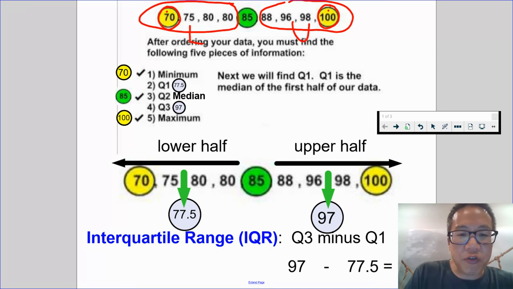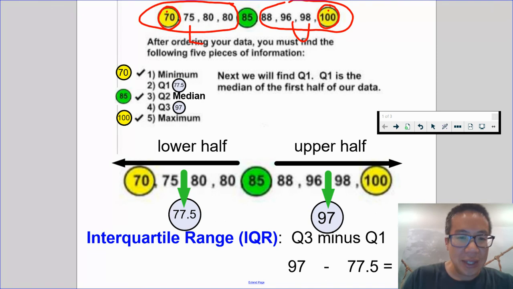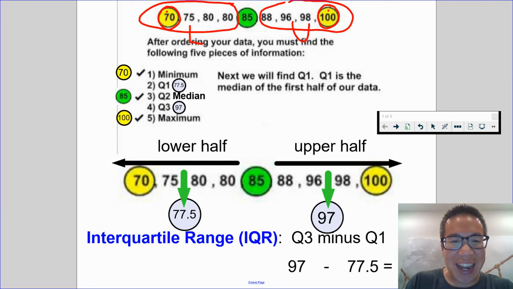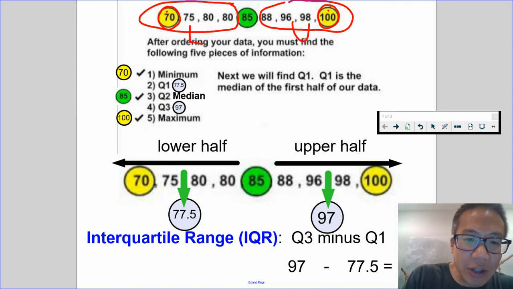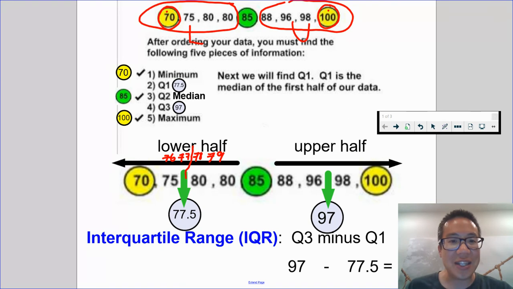So of these four numbers, what is the median of the lower half? It is 77 and 5/10. You may say, how did I get that? Two ways you can get it. You can find the average by adding up these two numbers and dividing by 2, and you'll get 77 and 5/10. Or I'll be honest, I do it this way. What comes after 75? 76, 77, 78, and 79. What number is in between 77 and 78? 77 and 5/10. So now that's Q1.